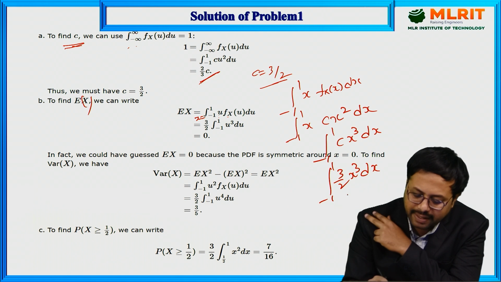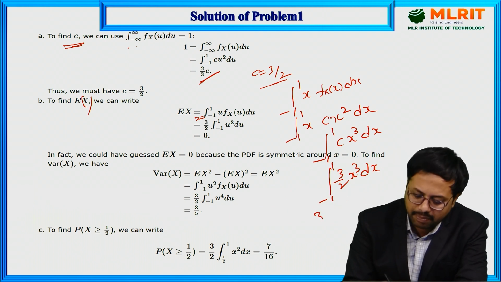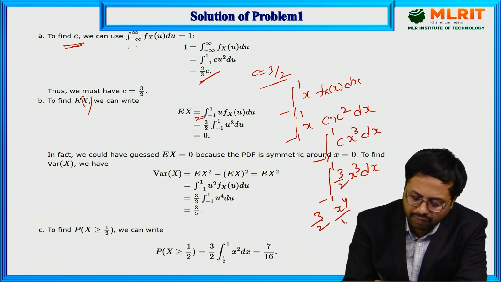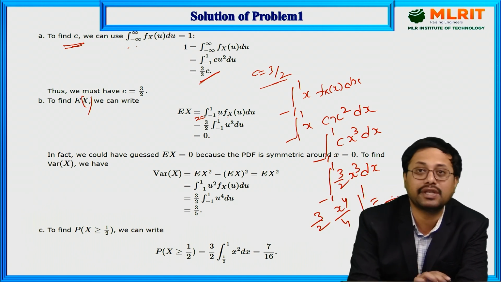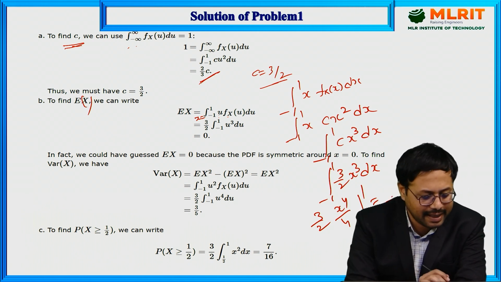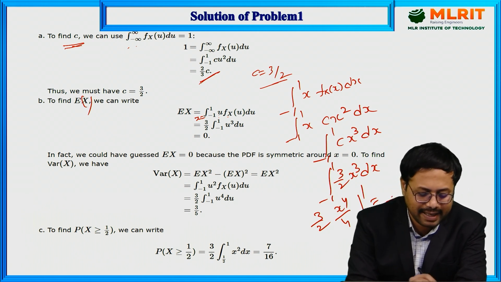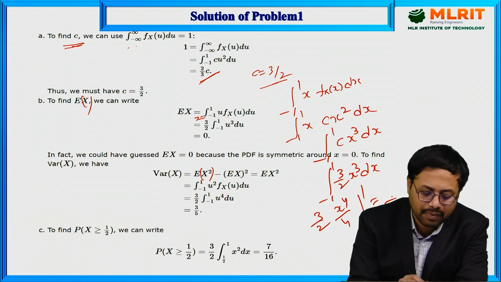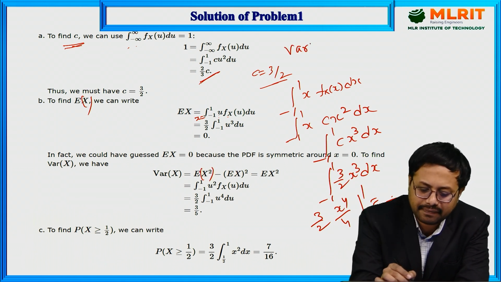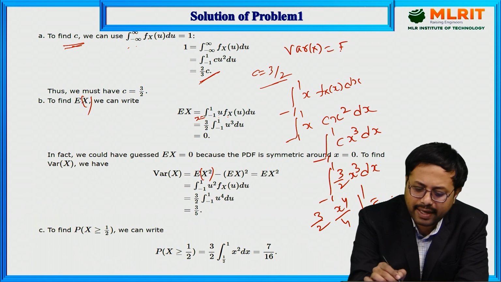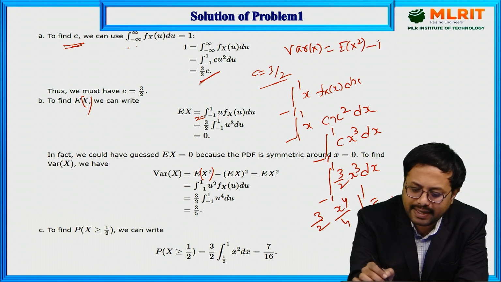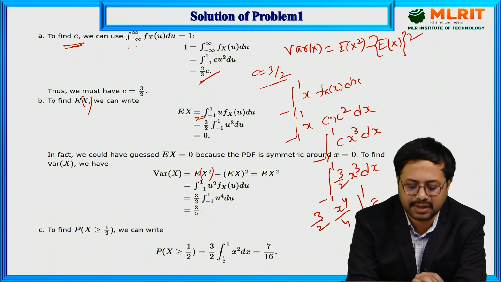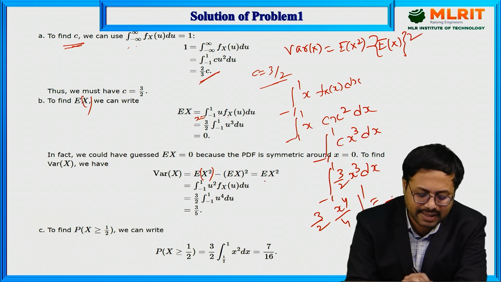You simplify it further, then you will get the 3 by 2 x power 4 by 4. Substitute the intervals, you will get the answer for expectation of x. Now to calculate the variance, first you have to calculate the mean square value. And what is the definition of variance? Mean square minus mean of square. Same thing, mean square minus mean of square.